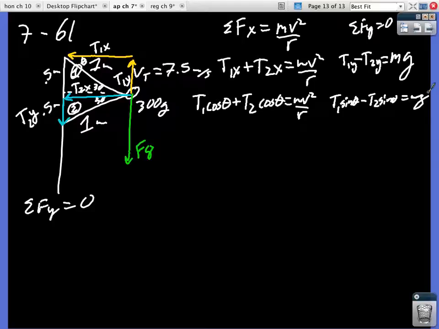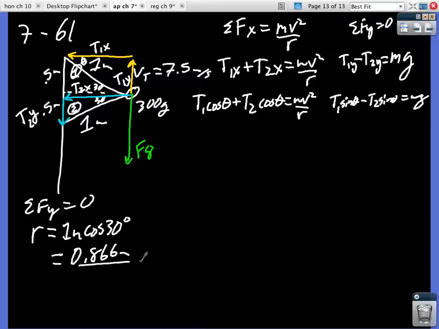So we have this mass, we have that velocity, we have that radius. Of course, r equals 1 meter times cosine of 30 degrees, and cosine of 30 degrees is 0.866 meters. So we have two equations, two unknowns. We can do this with a system of equations if you want.